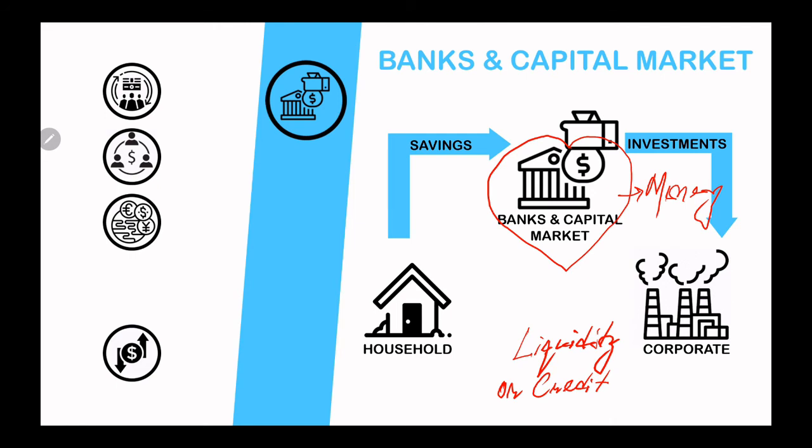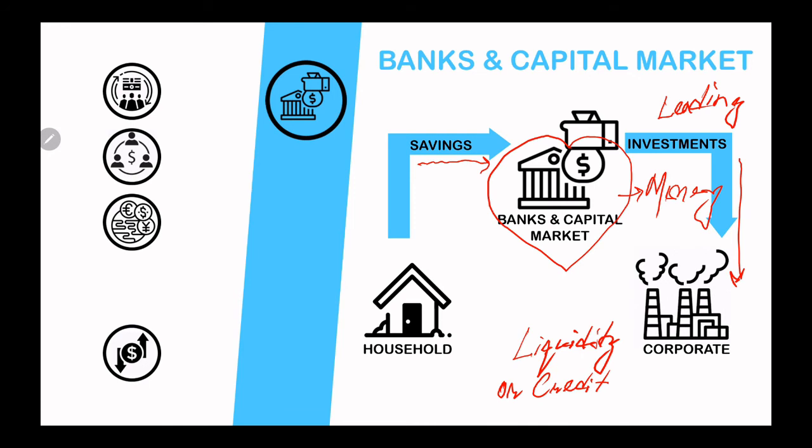Now from where is this credit coming from? The credit is coming from the savings that households are making from their income, and they are channelizing their savings to these banks and capital markets. And now banks and capital markets are lending these savings in the form of investments to the corporate sector. So this is the importance of banks and capital markets.